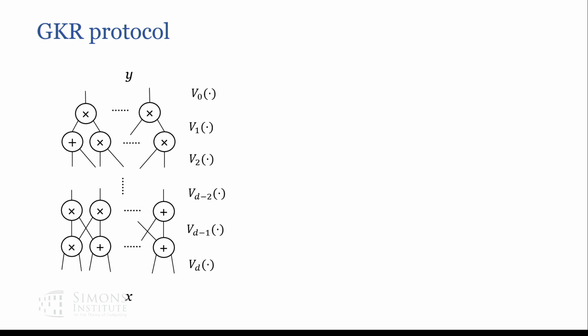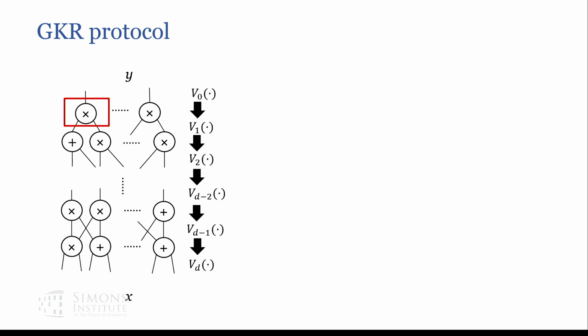Of course, after the evaluation of the whole circuit in this way, we have V0 down to VD. After that, you can observe that there is actually a relationship between the two polynomials defined by two consecutive layers, simply because they're connected by the circuit, by addition and multiplication.